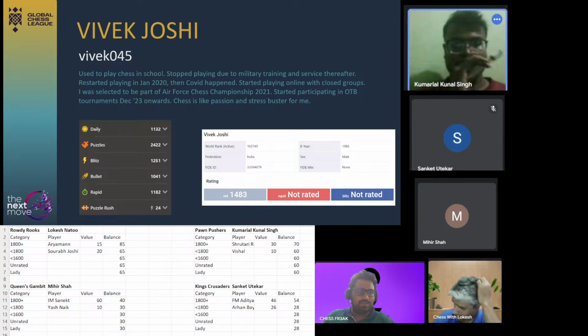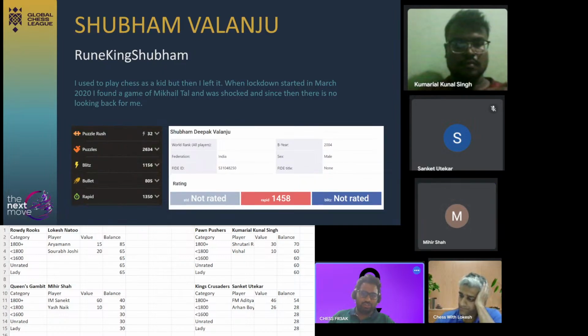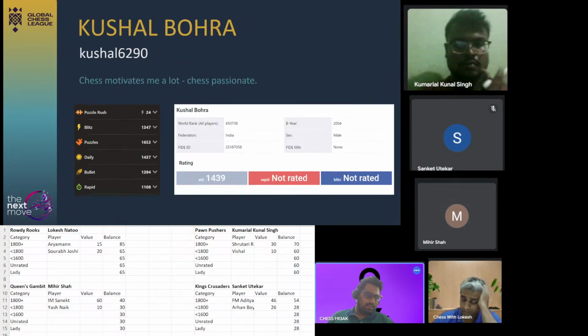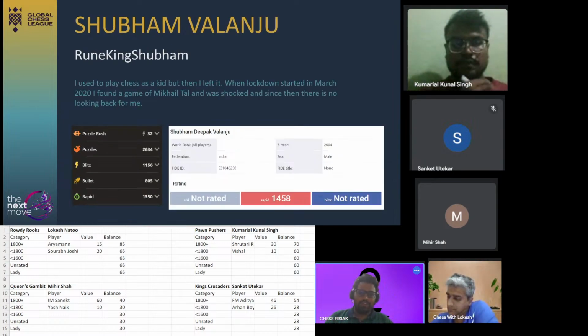And these are the players who are going to be up for auctions: Vivek Joshi, Tapesnu Bain, Shubham Valanju, and Kushal Bora. So let me quickly pick up the chit and let's see which player is going to come up first. It is player number 2, Shubham Valanju. Asking bid of 5 points for Shubham Valanju.